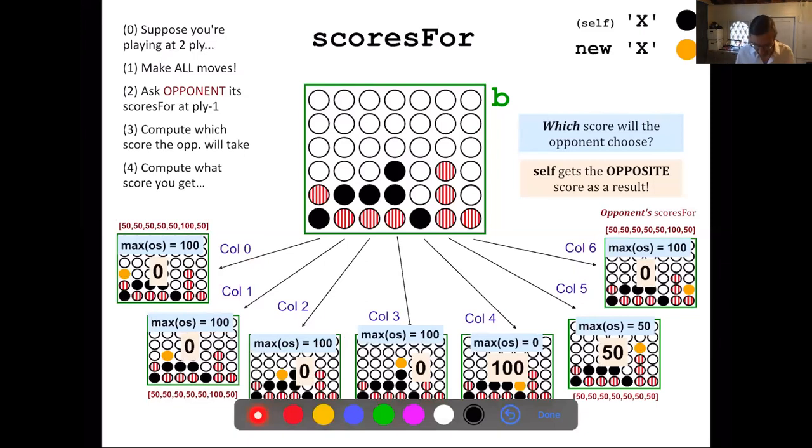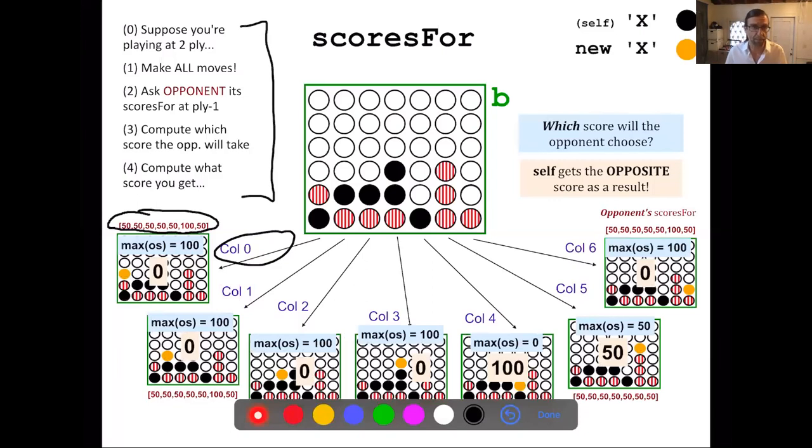So just to summarize here, if I'm playing as apply to player, I'm going to think about making each move successively and think about how my opponent would score the columns as apply one player. Then I'll use those scores to score the whole board. I'll score the whole board for my opponent, and that gives me a score for me. Right, this is now the score for me. That's a zero board for me. That's why I get a zero. It's a 100 board for my opponent, but it's a zero board for me.